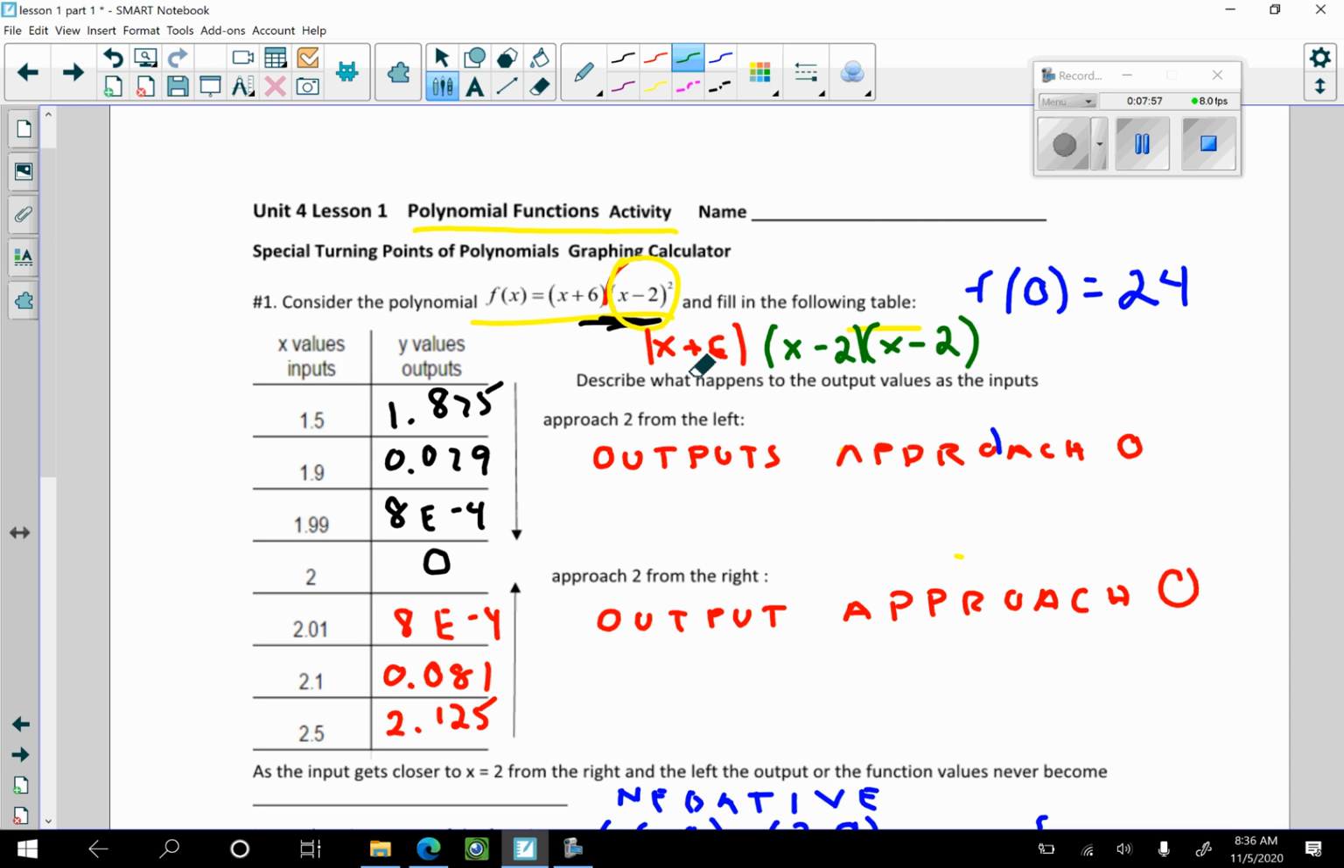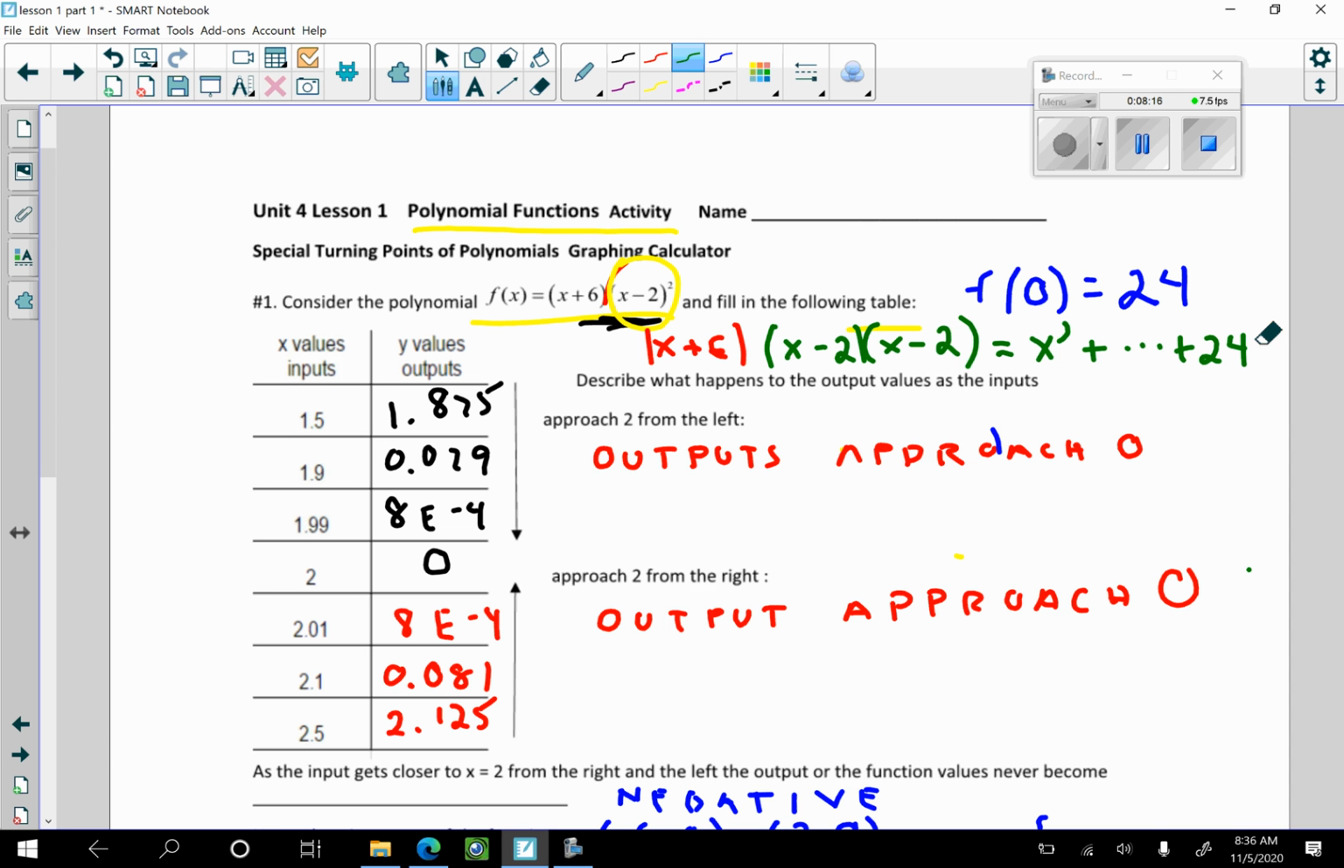Isn't that what f of x would look like? x plus 6 times x minus 2, x minus 2. And what would the power function be? If I were to expand that, that guy would look like x cubed, correct? Plus, we don't care about what's in the middle. And we know the y-intercept is 24.